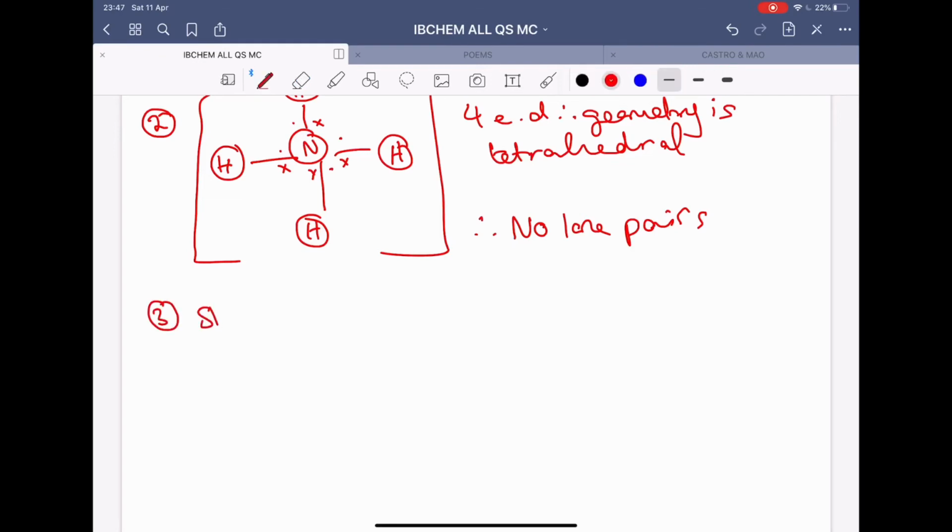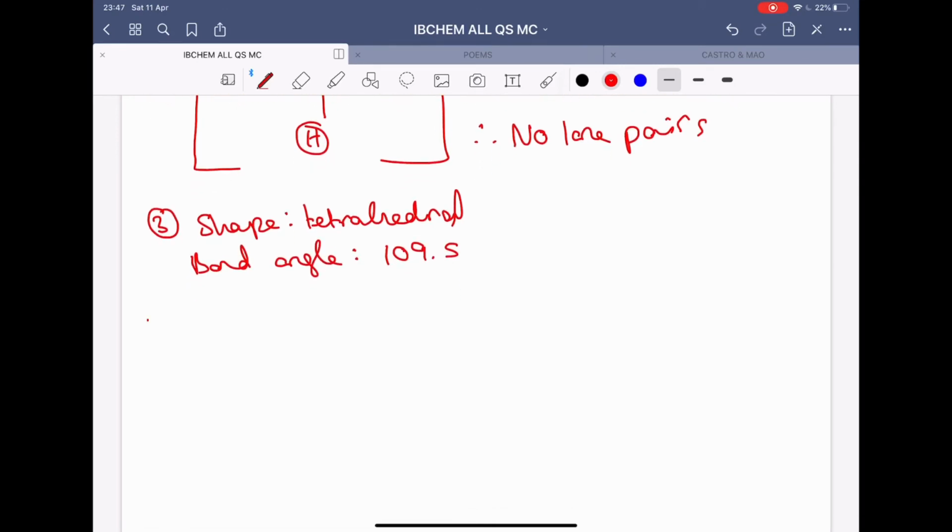And the third thing I'm doing is writing down the shape. So obviously no lone pairs, meaning the shape is also tetrahedral. And the bond angle will be 109.5 degrees.